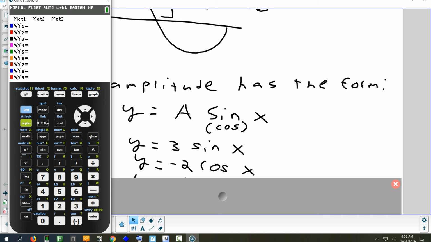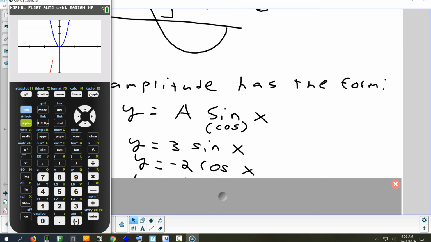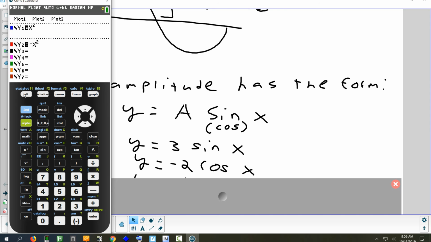Okay. Let me show you that with something simple. Here's a parabola, just a U shape. If I put a negative in front of it and put in exactly the same thing, it just flips it. It's upside down. That's exactly what's going to happen when you put a negative in front of a sine function. Here's sine. Now let me put in a negative.